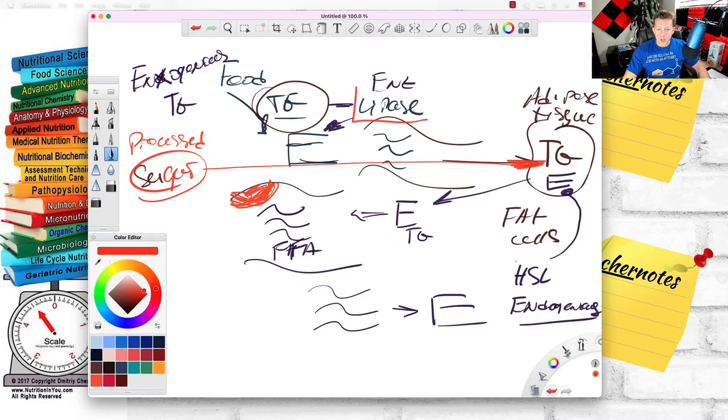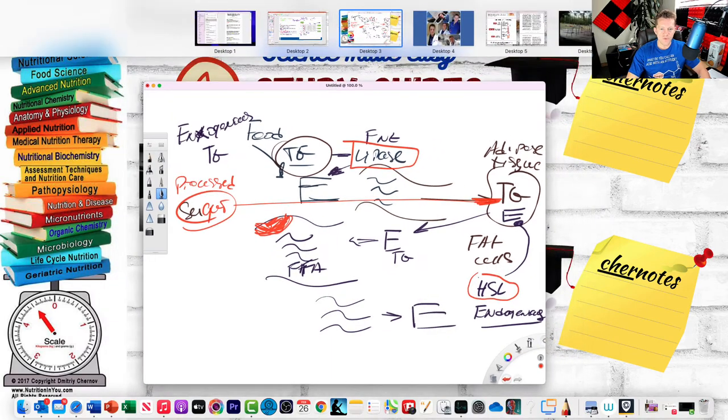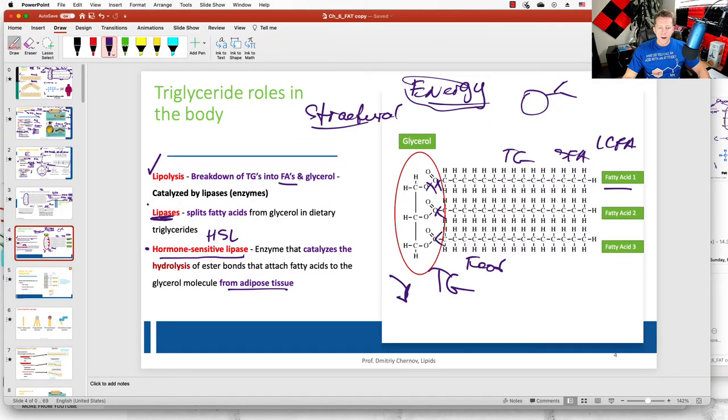On this side, lipase breaks down triglycerides into the free fatty acids, and on this side, internally, hormone sensitive lipase breaks down the triglycerides into free fatty acids. You cannot say that the lipase breaks down internal. Hormone sensitive lipase breaks down endogenous triglycerides into free fatty acids. It catalyzes hydrolysis of ester bonds and attached fatty acids to the glycerol molecule from adipose tissue. There is a little bit different arrangement, but I don't really want to discuss that.